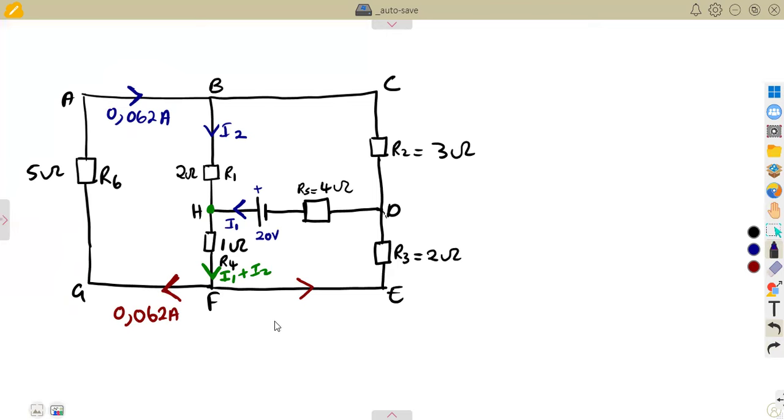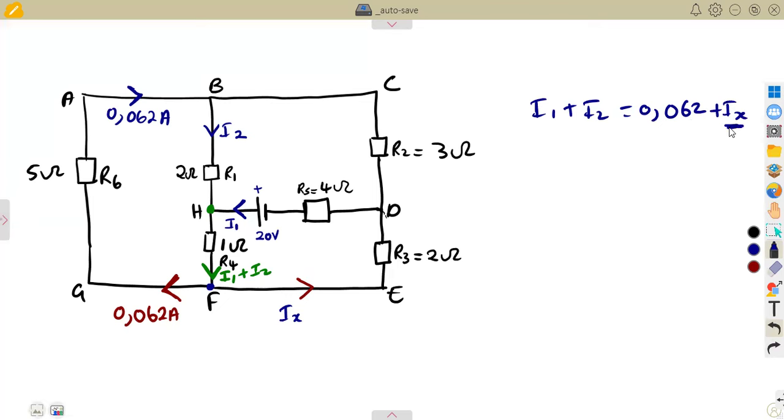So let's formulate again using the unknown value. Let's say this is Ix. Remember, the current flowing towards the junction, which is towards F. The sum of current in is equal to the sum of current out. Which current is flowing into the junction? That is I1 plus I2. This is the one flowing in. Which one is flowing out? The 0.062 and this one, the unknown, which is Ix.